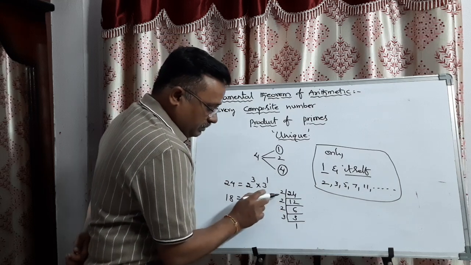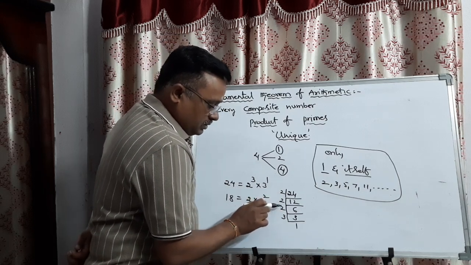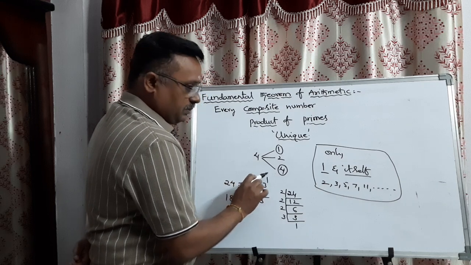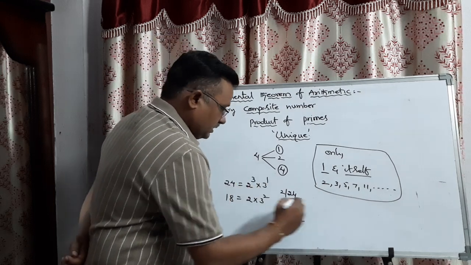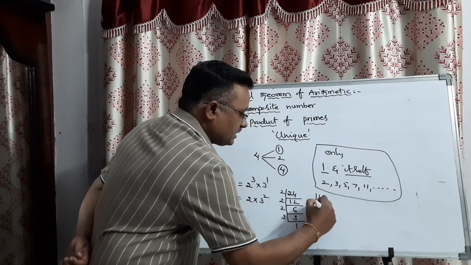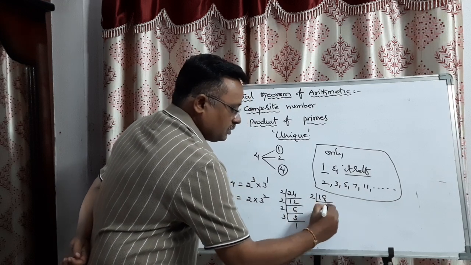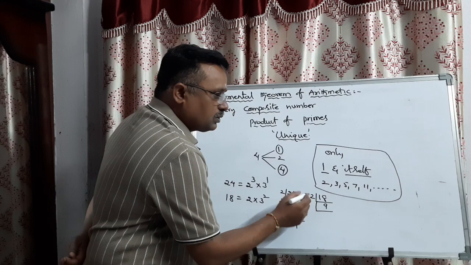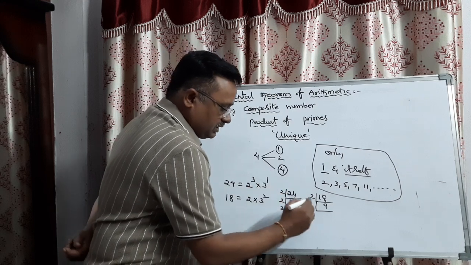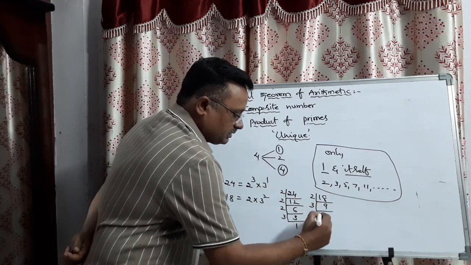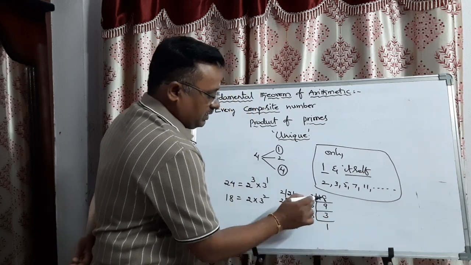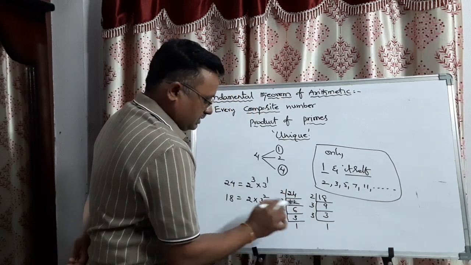So, 24 can be written as 2 into 2 into 2 into 3, which is nothing but 2 power 3 into 3 power 1. As well, if we take 18, even number, 2 9s are 18. Again 9 is an odd number, so 2 is not useful for us. Now we can go for 3 times 3, again 3 1s are 3. So, now 18 can be written as 2 power 1 into 3 square.